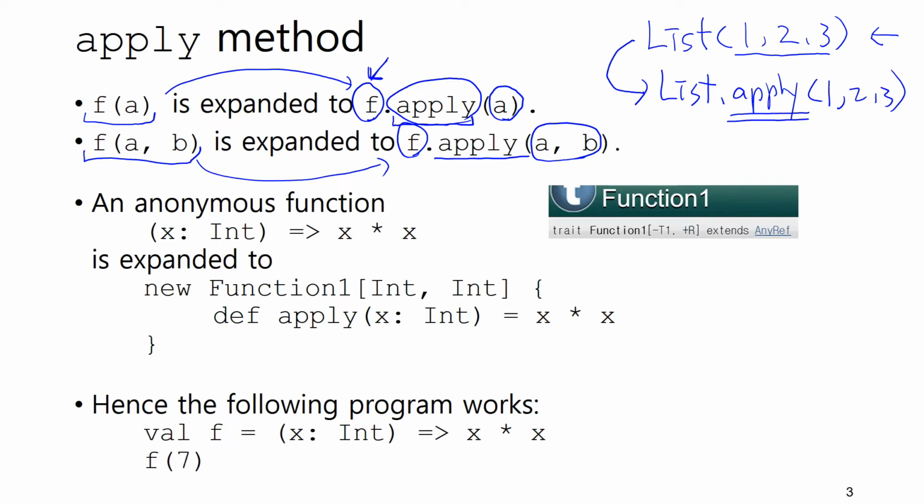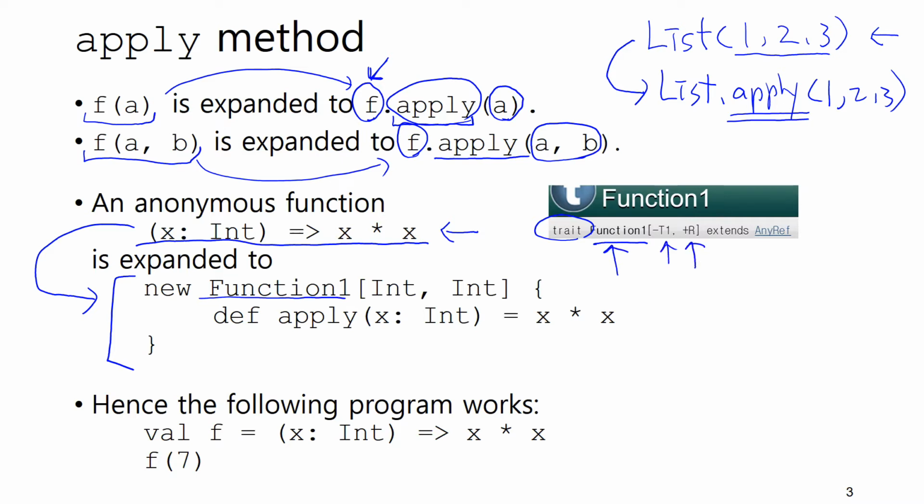Here's an example. This is an anonymous function you can declare in Scala. And the Scala compiler automatically expands this anonymous function into this new class, which implements trait Function1. So Function1 is a trait with two type parameters, and it has only one method apply. So you can think of this expression as syntactic sugar for defining this class, which extends the trait Function1.